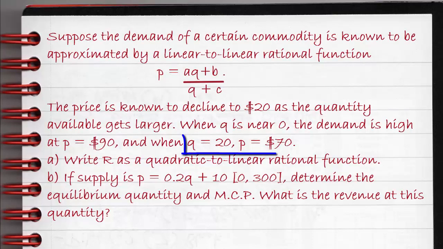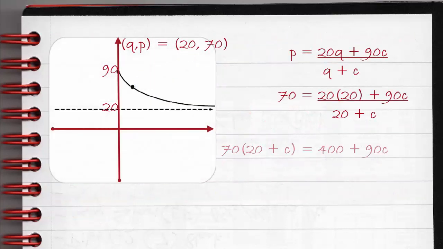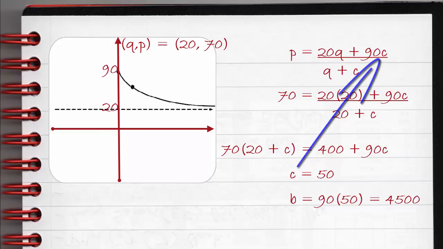When q equals 20, p equals 70. This corresponds to a point that we can plug into the function again. Then solving for c, we get c equals 50, which implies that b equals 4,500.